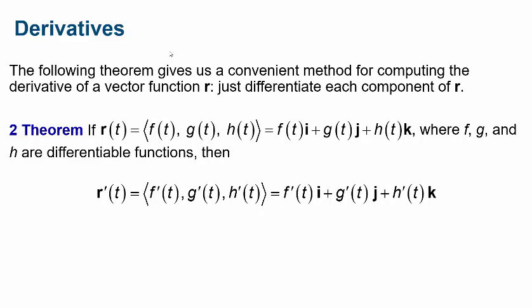So the following theorem gives us a convenient method for computing the derivative of a vector valued function r. All you have to do literally is just differentiate each component of r separately. No special rules, just differentiate them. So if r is a vector valued function of the parameter t, these are the components f of t, g of t, and h of t. R prime of t, just take the derivative of the first component, derivative of the second component, derivative of the third component. That's it. This formula also works in 2 dimensions. Here I just have a 3-dimensional vector valued function for you.